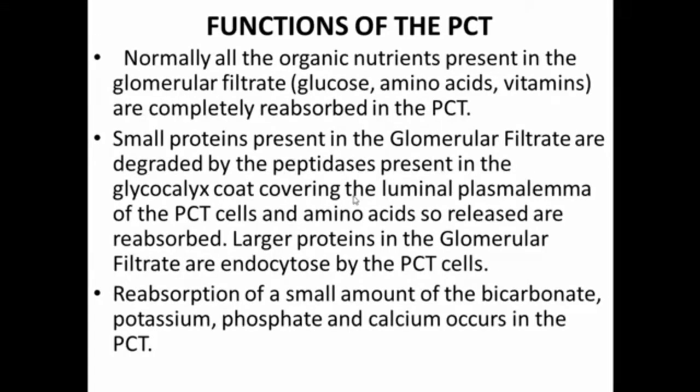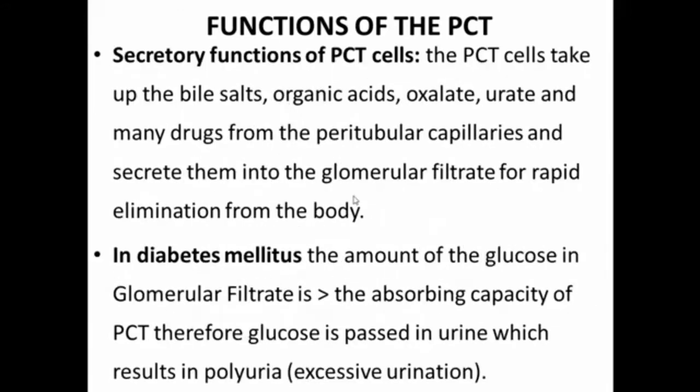Now, the functions are normally all the organic nutrients present in the glomerular filtrate, glucose, amino acids, and vitamins, are completely reabsorbed in the PCT. Small proteins present in the glomerular filtrate are degraded by the peptidases present in the glycocalyx coat covering the luminal plasmalemma of the PCT cells, and the amino acids so released are reabsorbed. Larger proteins in the glomerular filtrate are endocytosed by the PCT cells. Reabsorption of a small amount of bicarbonate, potassium, phosphate, and calcium also occurs in the PCT.